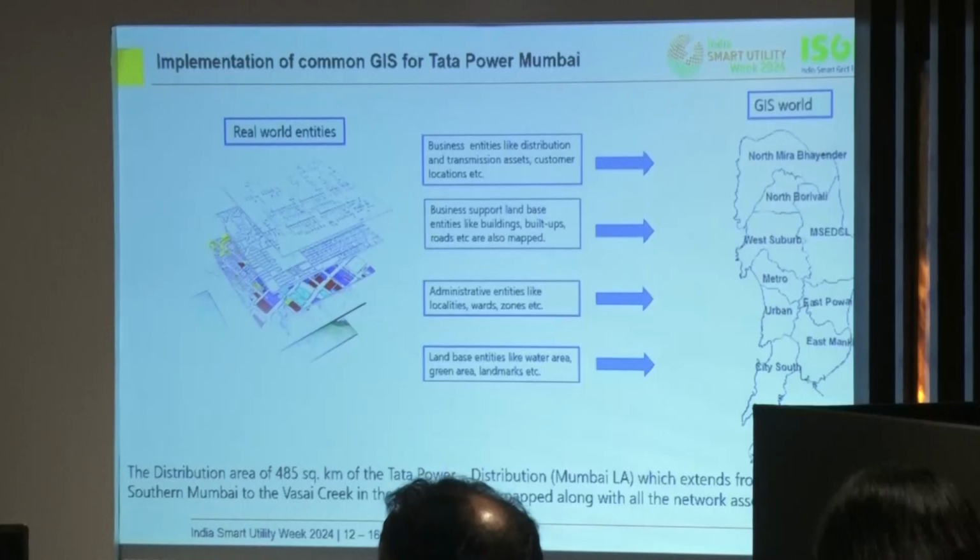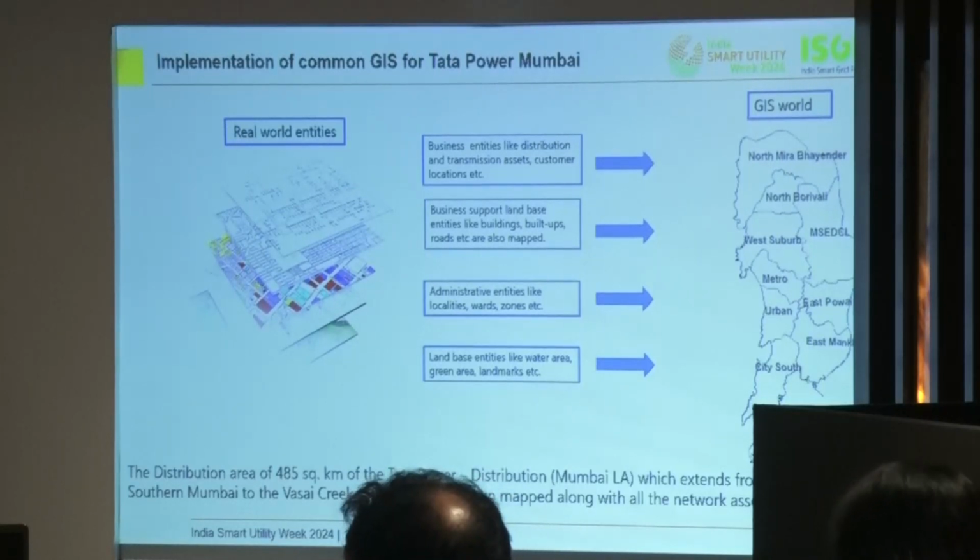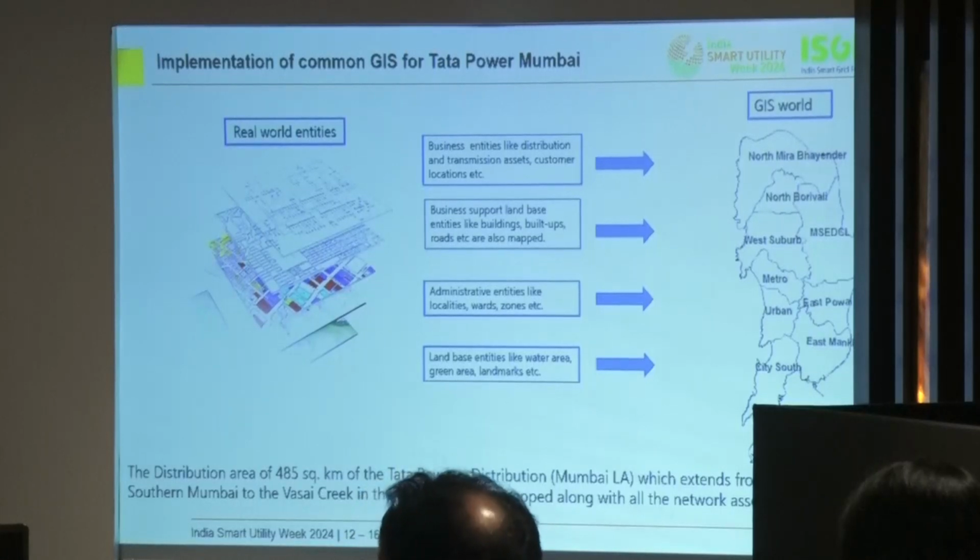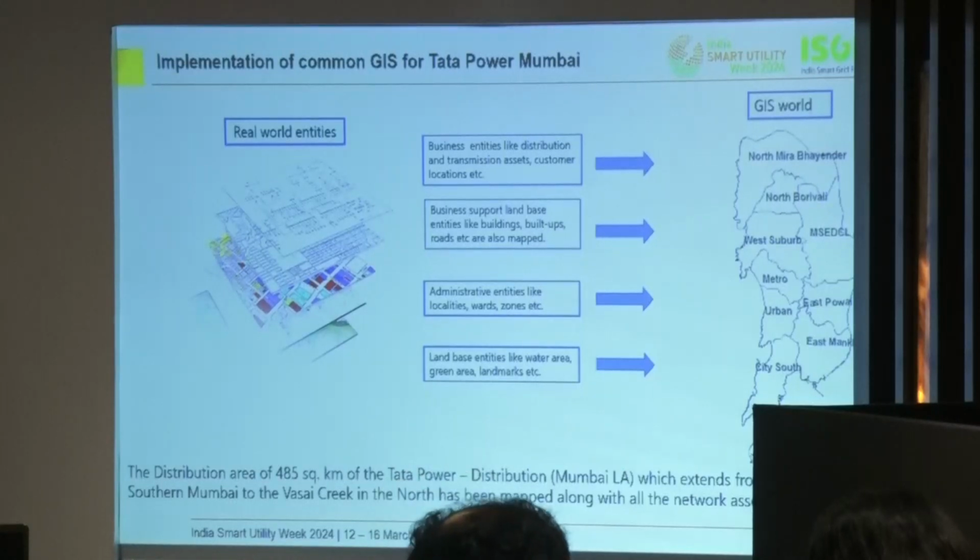So, like I said, we at Tata Power Mumbai have implemented the GIS in which we cover around 485 square kilometer area extended from Colaba to southern Mumbai, Vasai Creek. So we have developed our own GIS in which we have firstly prepared our land-based map, then we have marked our administrative boundary to facilitate the customer, then we have added the business support land-based layer related to buildings, built up, roads, etc. And then we have mapped our business entity like distribution network, transmission asset, customer location.